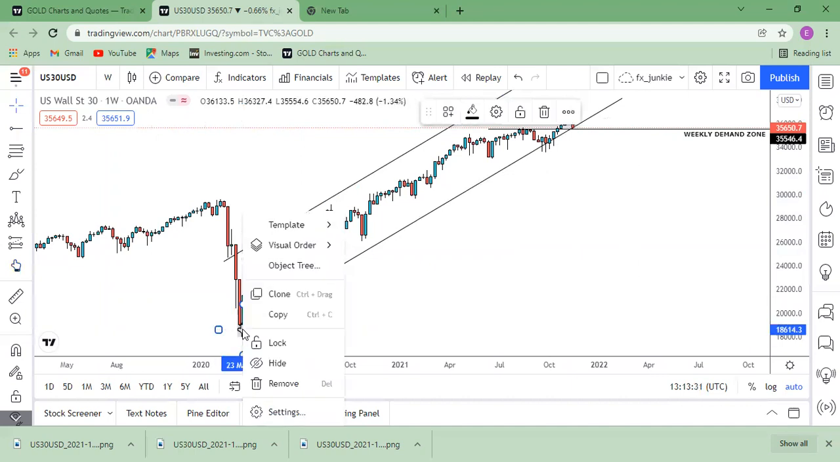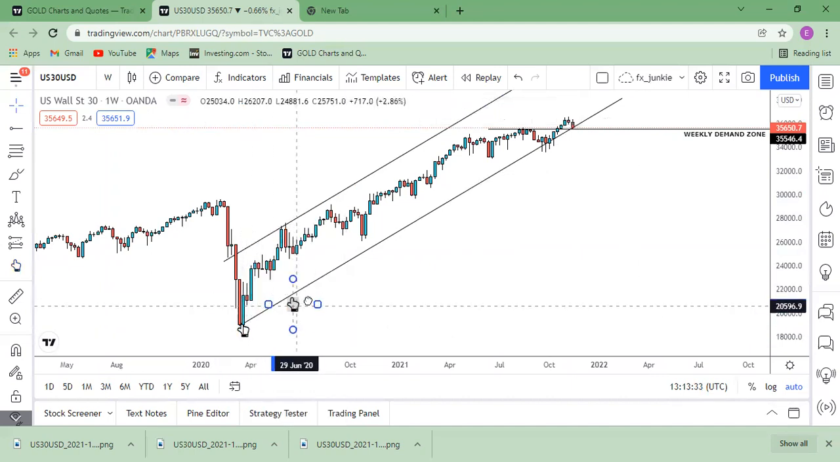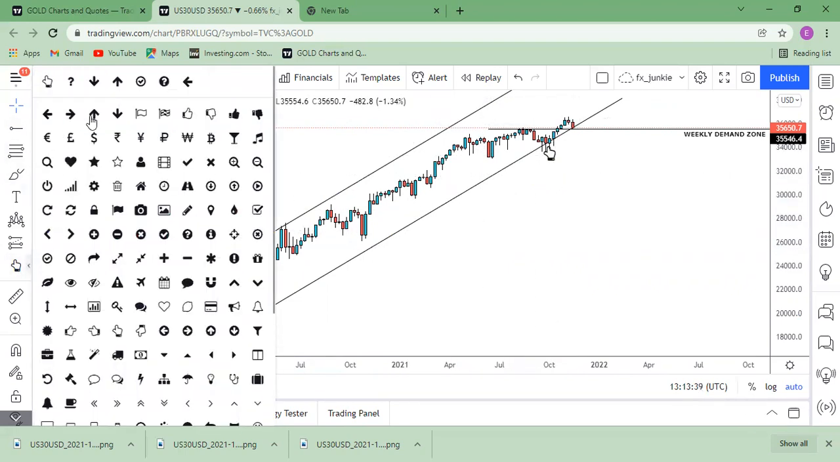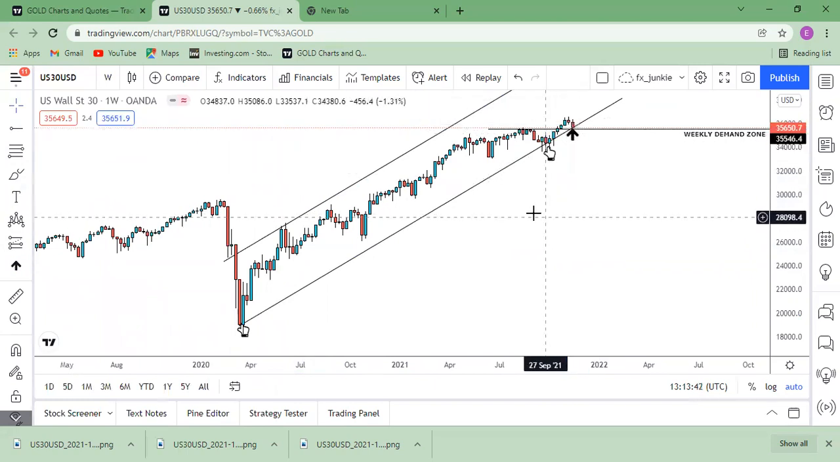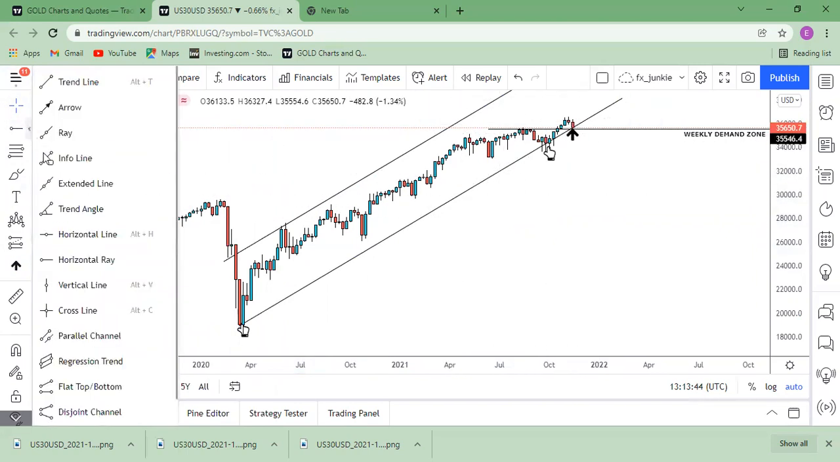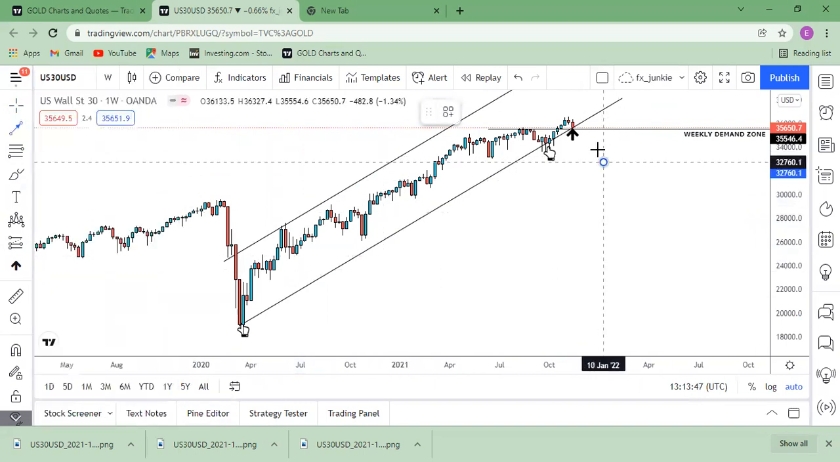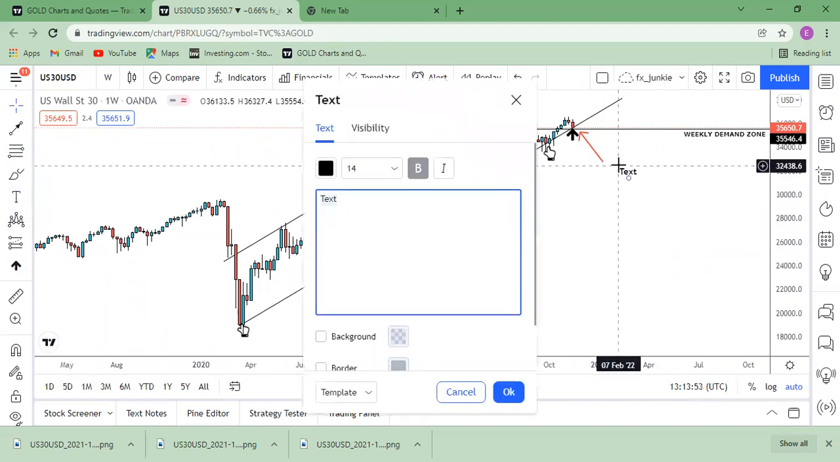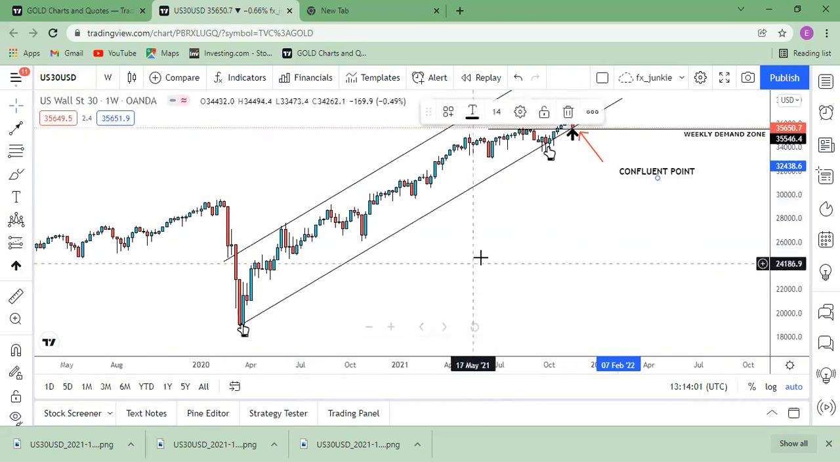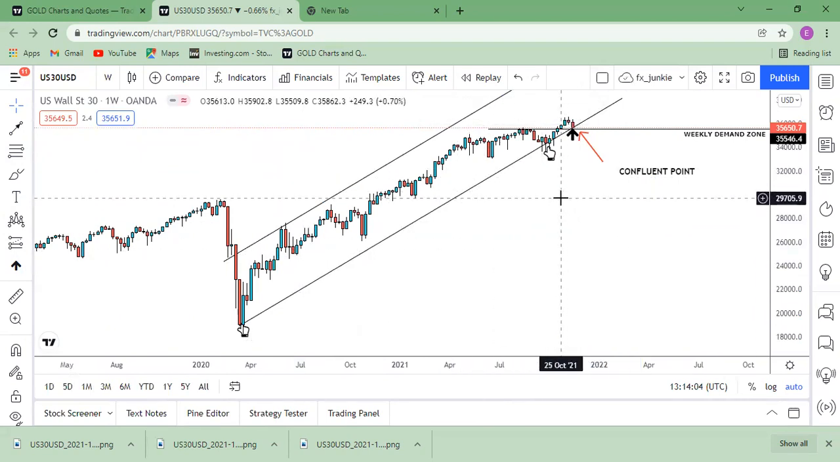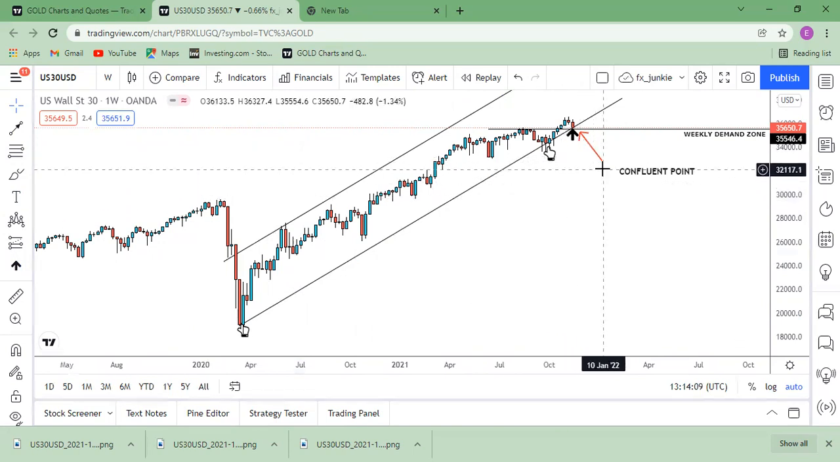So we're the touch. We'll say the touch here. And we're possibly going to have a third touch right here. And that's a point of confluence, right? We have a point of confluence because the diagonal supporting and the level of demand cross. So when the two intersect, it's a very strong level.